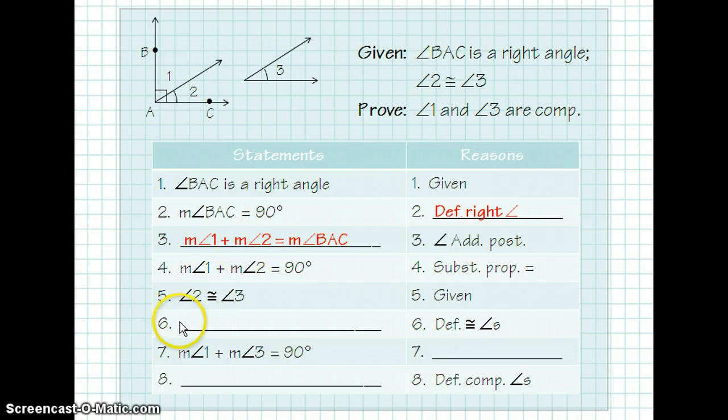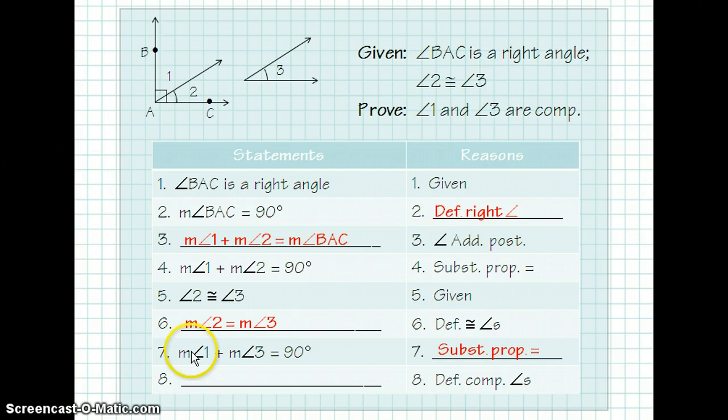And so now I use my angle 2 is congruent to angle 3 as my given statement. Now this next one we're going to use quite a bit, which is this definition of congruent angles. If two angles are congruent, then their measures are congruent. So I have the measure of angle 2 is equal to the measure of angle 3. Now that I have these two things equal to each other, I can basically replace this measure of angle 2 with the measure of angle 3, and that's my substitution property of equality.